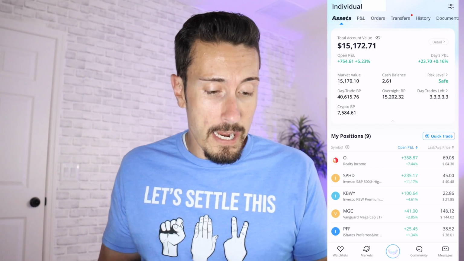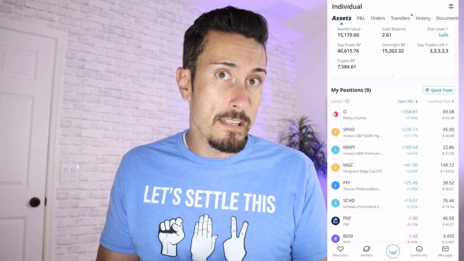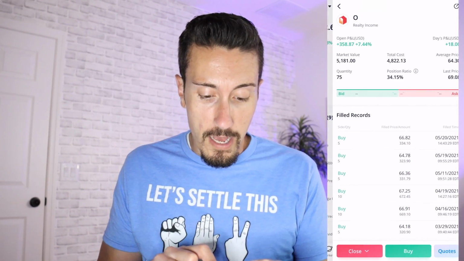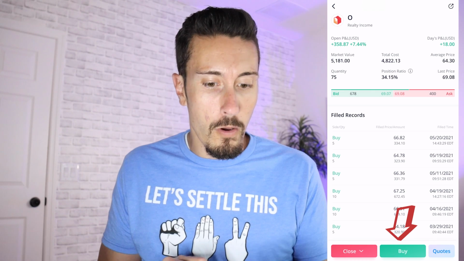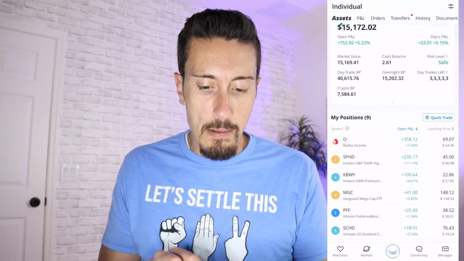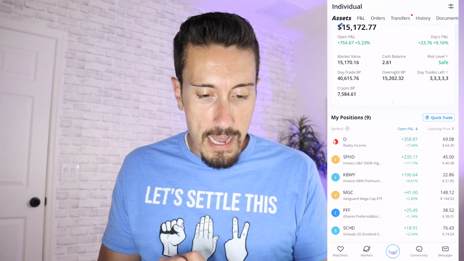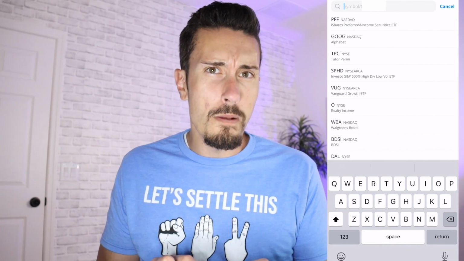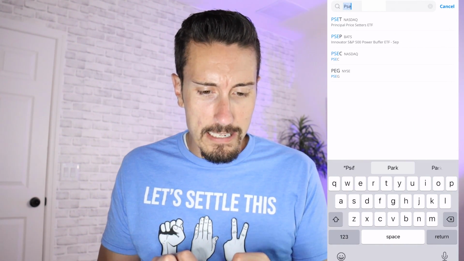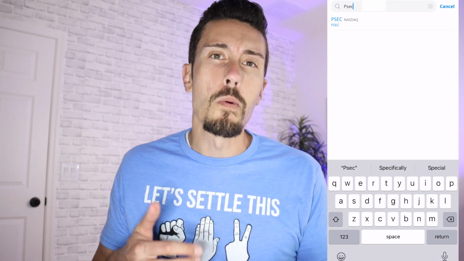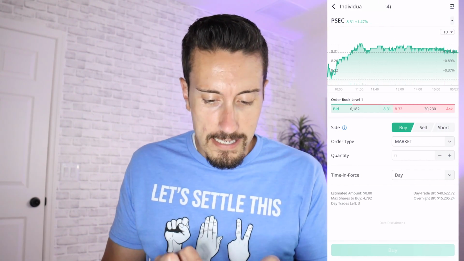So how do we make a trade? You can either scroll through your current positions, tap on anything you'd like, and hit the buy button down below. But what we're going to do in this case is hit quick trade, located right on the right hand side. Click on that. And I'm going to type in, don't worry about which stock I'm actually buying, it's really more about just showing you the example. But I'm going to try PSEC.